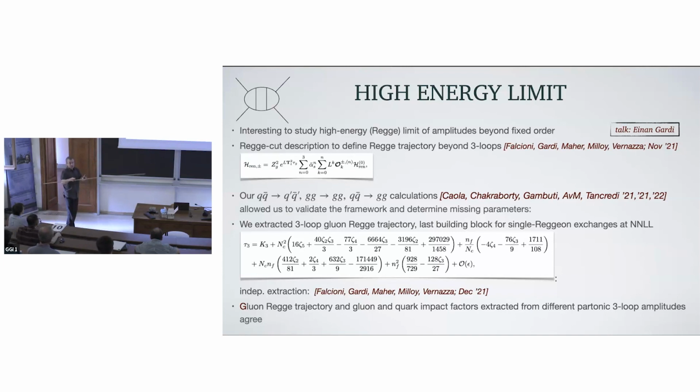And in parallel, we have checked this with an independent extraction by Enan's group, and we found, of course, a perfect agreement. Otherwise, you would have heard about it before. And so we also extracted these ingredients and the impact factors from the other partonic channels. And so this gives overcomplete information. So this is not just a fit anymore. It's a validation now of the framework, because it's a non-trivial fact that if you extract these parameters from the different amplitudes, you get the same result. And everything fits just nicely.